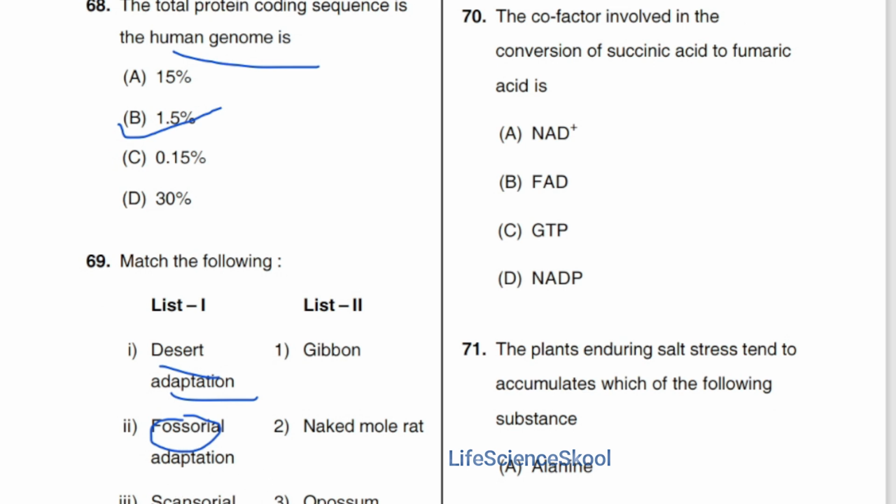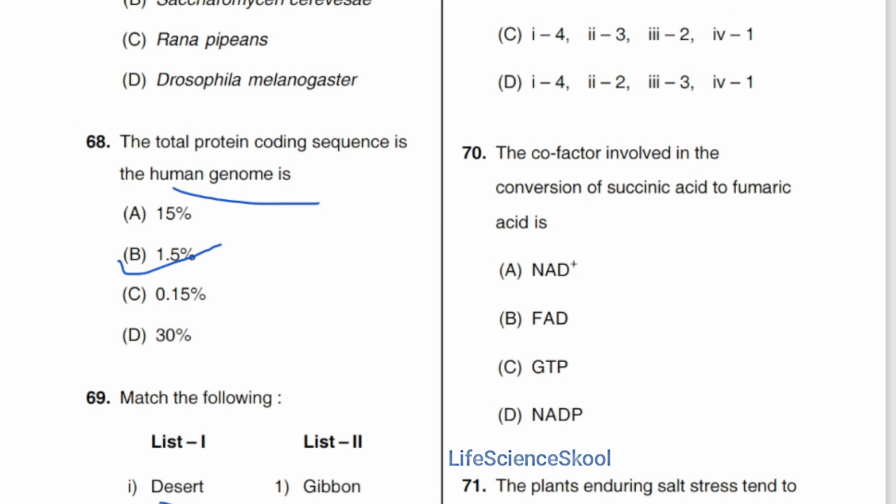The animals here can climb on the rocks, on the wall, and on the branches of the trees. At the same time, they also live on the ground. Scansorial means they live both on trees and on the ground. That type of animal is called a scansorial animal, or you can say scansorial adaptation.